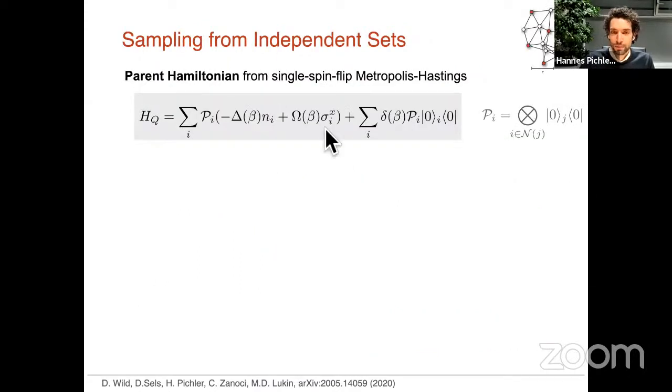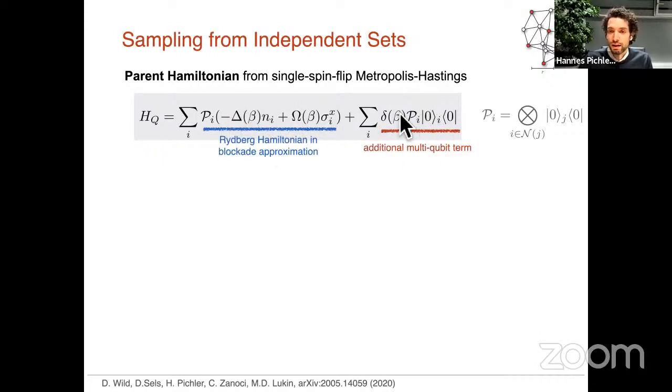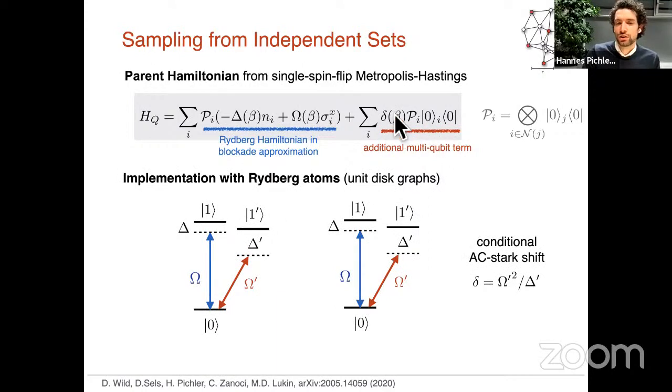You can also come up with implementations with Rydberg atoms for more complicated graphs that are not 1D chains. If you consider, for example, unit disk graphs and you want to sample from them, the corresponding parent Hamiltonian is exactly the Rydberg Hamiltonian with blockade approximation, but it also contains an additional multi-qubit term. Typically that would be quite annoying for problems that are not this maximum independent set problem. But for this problem, the multi-qubit term is actually quite simple. It's just a conditional energy shift: your ground state energy should get a shift if all the neighbors are also in the ground state.